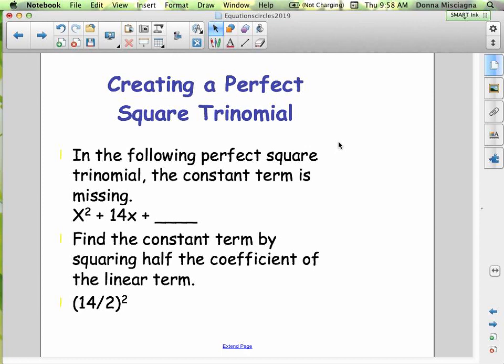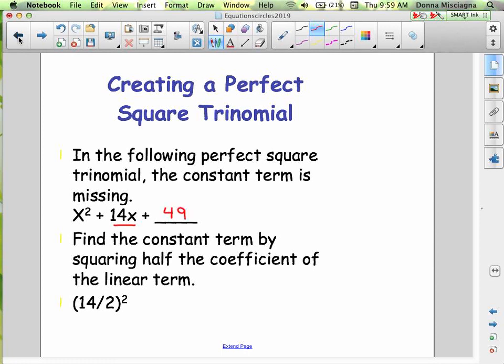Now we're okay. This one's kind of easy because there's a big old hint at the bottom there. In the following perfect square trinomial, the constant term is missing. X squared plus 14x plus blank. So to find the constant term, we would square half the coefficient of the linear term. And the linear term is the one with the x. Just the x, no square. If we take 14 divided by 2 and square it, we'll get the missing term.